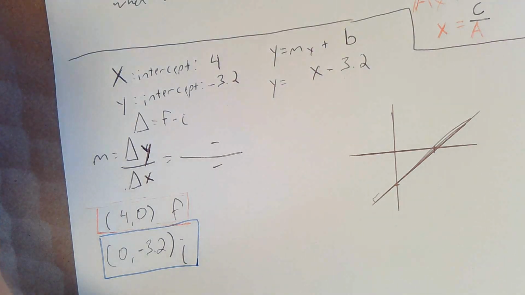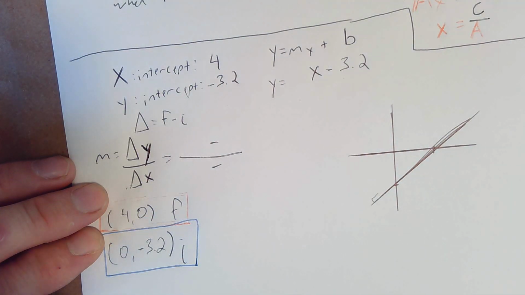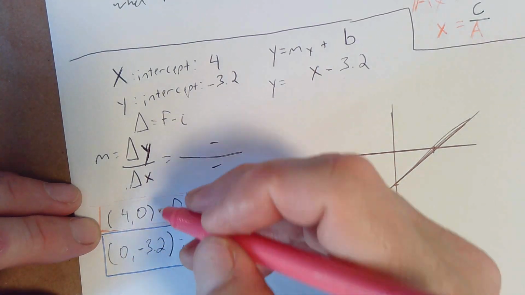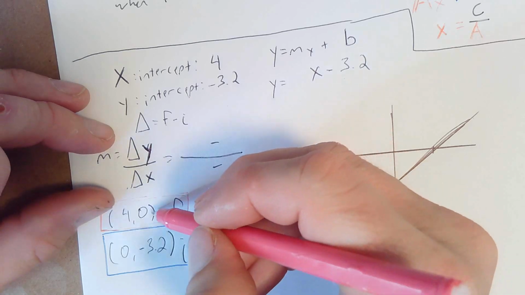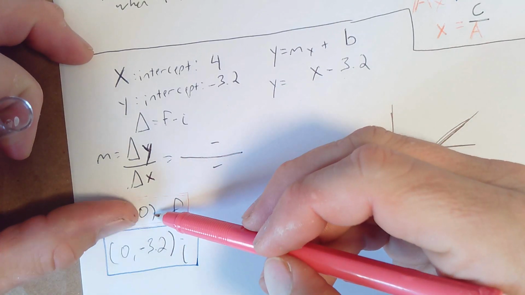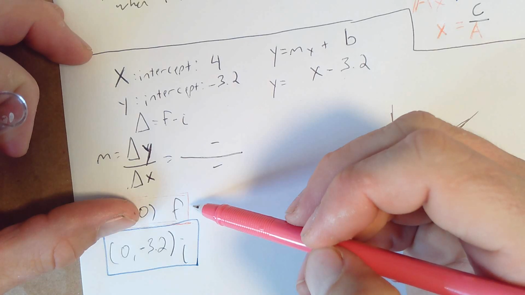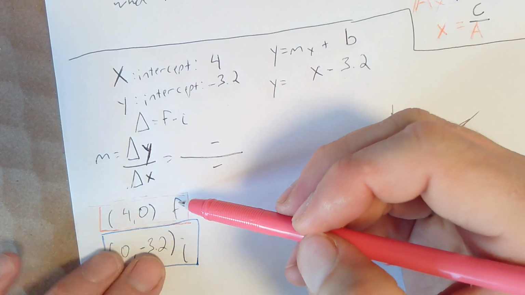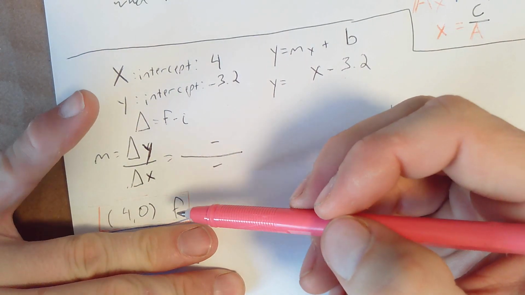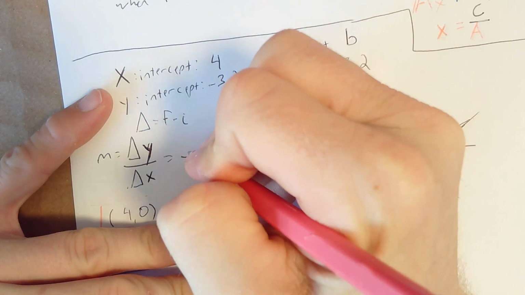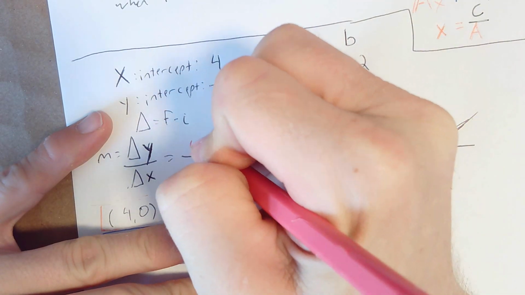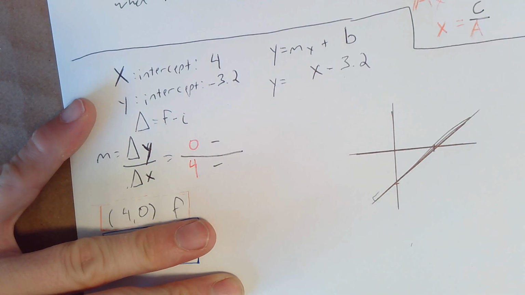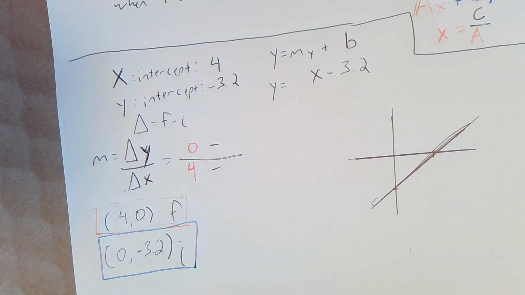So my initial values are going to be last. So I'm going to start with my final values. Right? So my finals are first. All right, so my final y is 0, and my final x is 4. All right, I got that one. Now I'm going to go with my initial values.